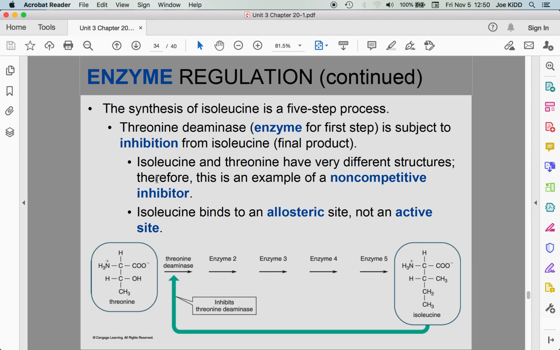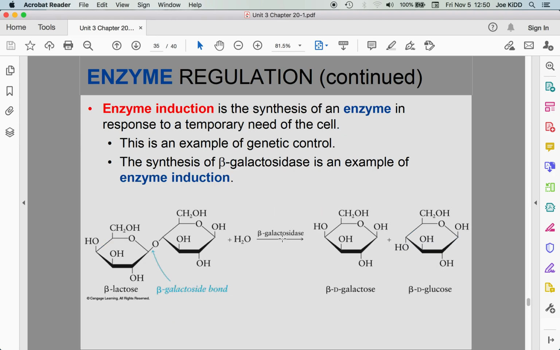We can see this in an example of threonine deaminase. This is just the first step of it, but here's threonine, the amino acid, and it's going to go through a downstream process of multiple enzymes. But what ends up happening is the final product is isoleucine. Isoleucine happens to be the cofactor that will inhibit threonine deaminase. So it allows the processing to stop occurring any further once the desired product has been made.